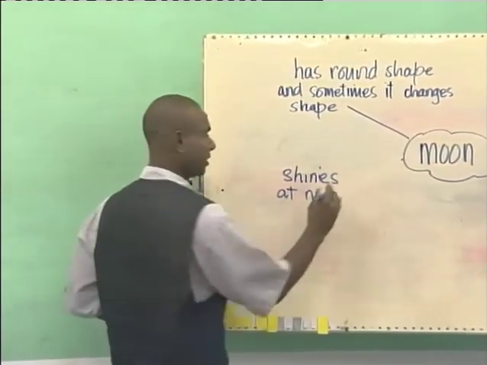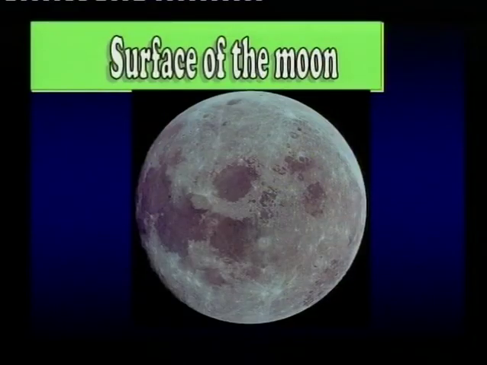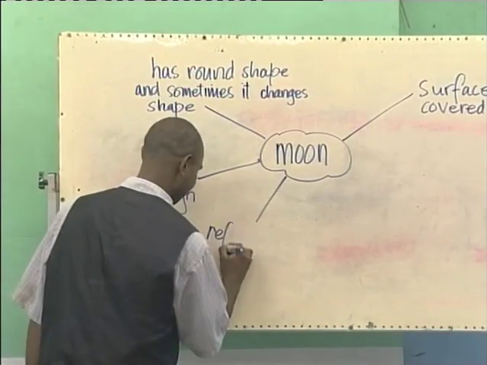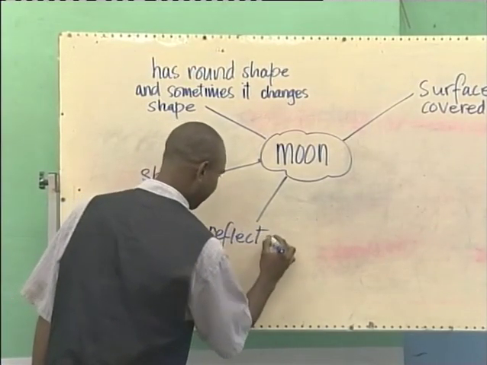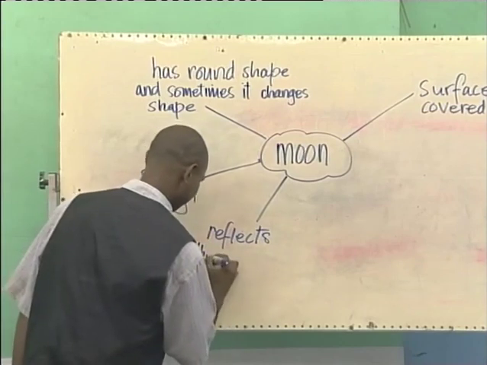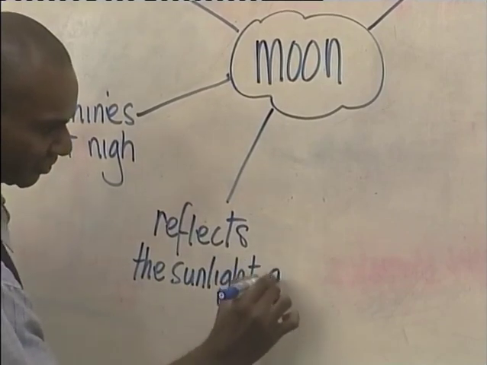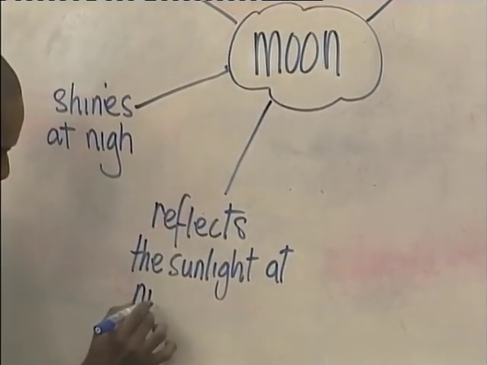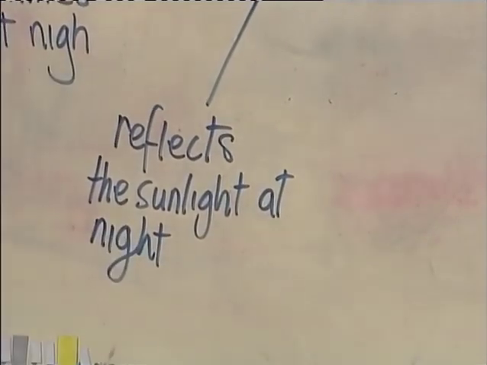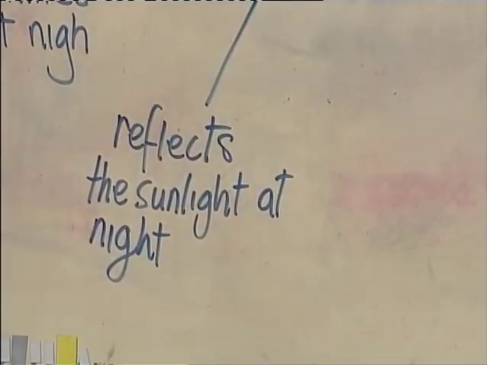Next group, please. The moon reflects the sunlight at night so it can shine. Reflects. Next group, thank you for the answer, Emmanuel and the group.